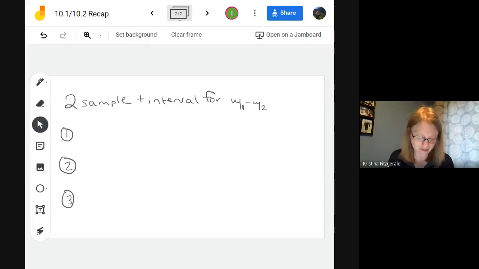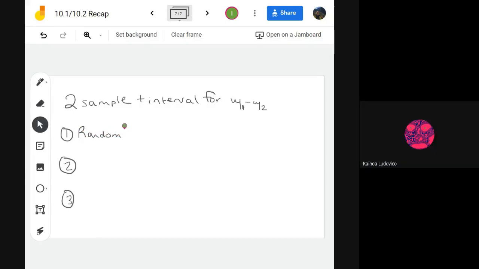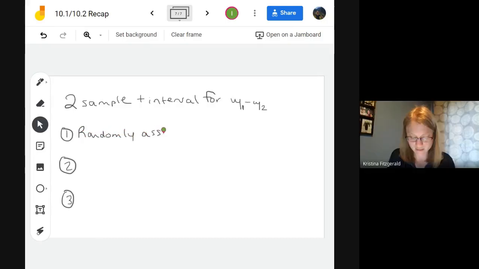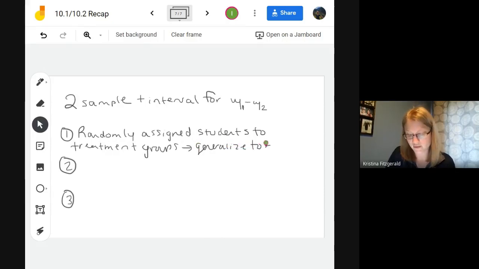So condition number 1, you already mentioned it, Kai. It's the randomly assigned people. So we got that one. We've randomly assigned students to groups, or we can say students to treatment groups, since we are doing an experiment here. And this is so we can generalize our findings to a similar group.